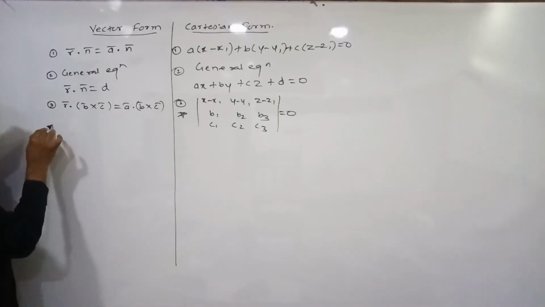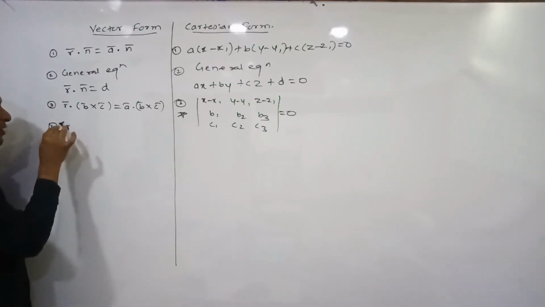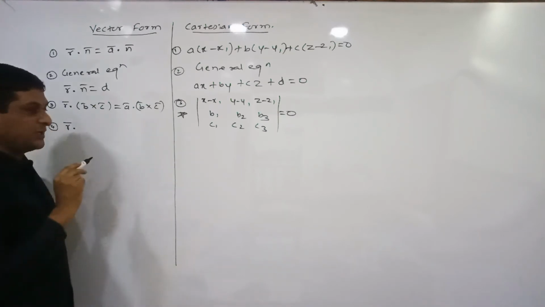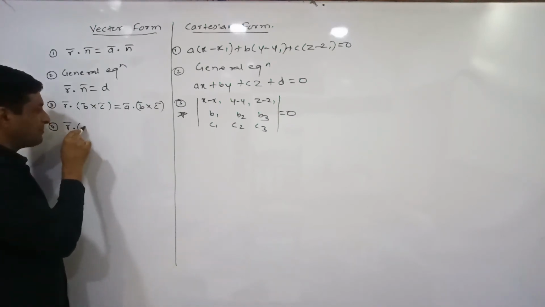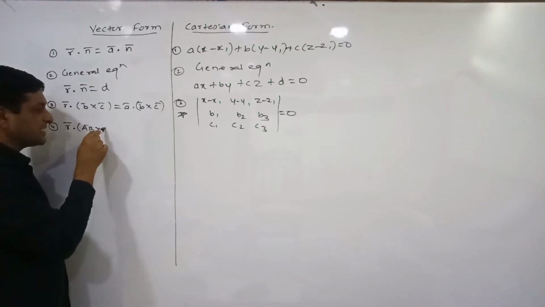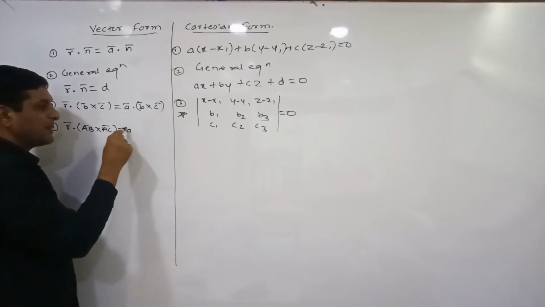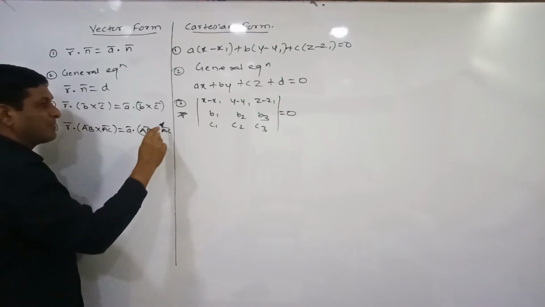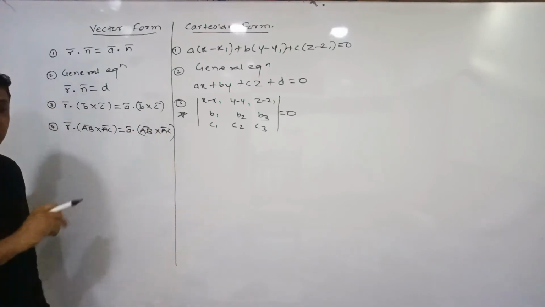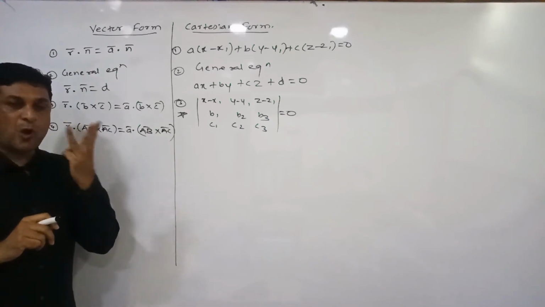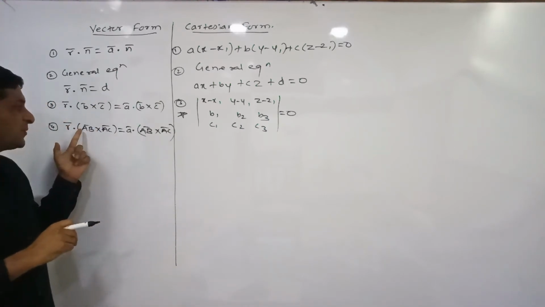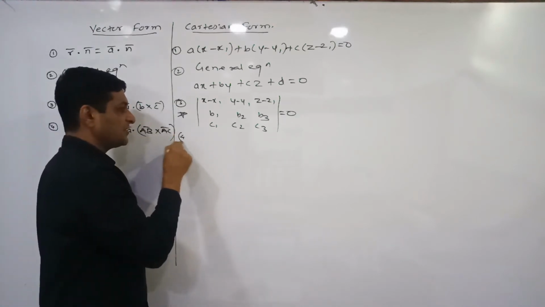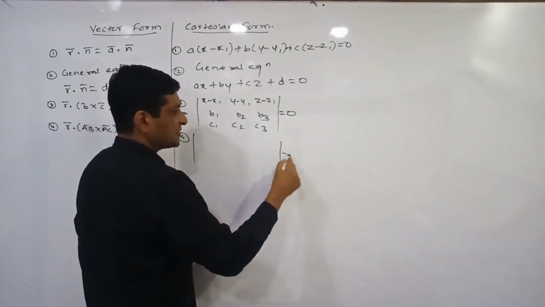Then in the next theorem we have proved one formula to find the vector equation of a plane passing through 3 non-collinear points. What is that formula? R bar dot AB bar cross AC bar is equal to A bar dot AB bar cross AC bar. Applying this formula, we can find the vector equation of the plane passing through 3 non-collinear points A, B, C. And the same formula we have converted into Cartesian form also.